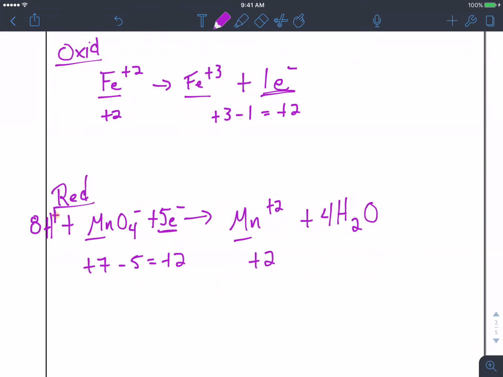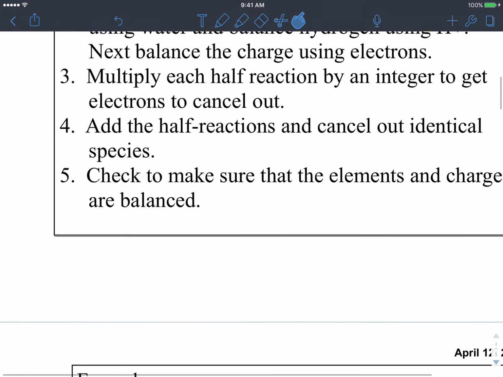So if you have electrons being added to both sides, then that means that you have an oxidation reaction and a reduction reaction and that you're thinking about it properly. Okay, let's go back up to our list here.